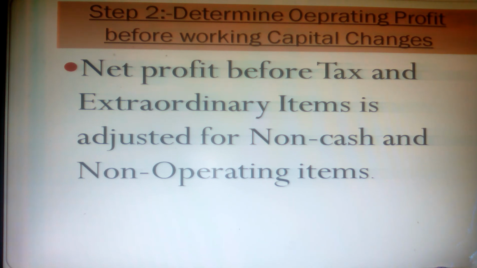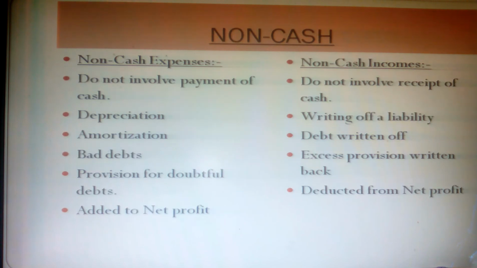Determine operating profit before working capital changes. Here, net profit before tax and extraordinary items is adjusted for non-cash and non-operating items. Here we are going to discuss what is the meaning of non-cash. Okay, so whatever the non-cash already is debited to our profit and loss account. Correct. As a non-cash expenses means what? Don't involve payment of cash. Correct. It is not involving payment of cash. Just you want to show in your profit and loss account. For example, depreciation, amortization of goodwill like that, and bad debts. Okay, bad debts and recovered debtors. Correct. Then provision for doubtful debts you are going to provide.